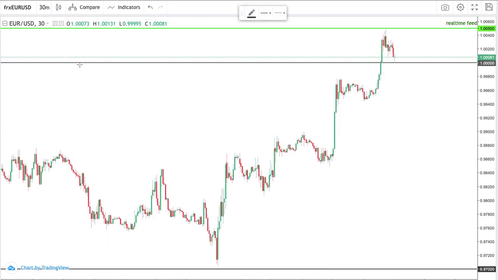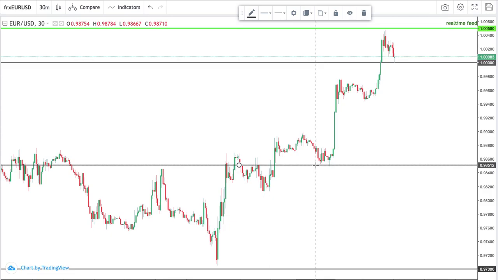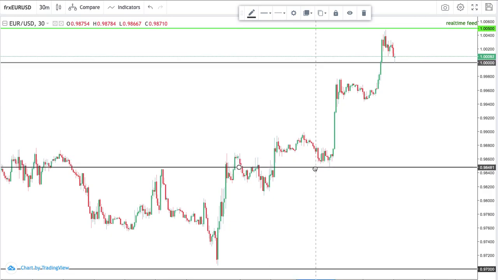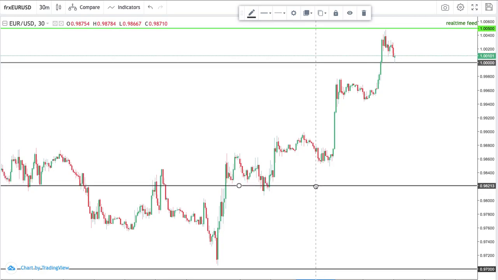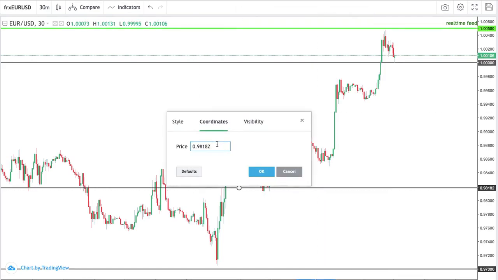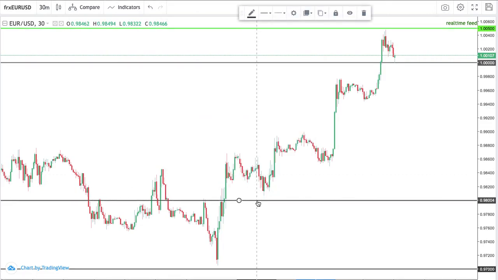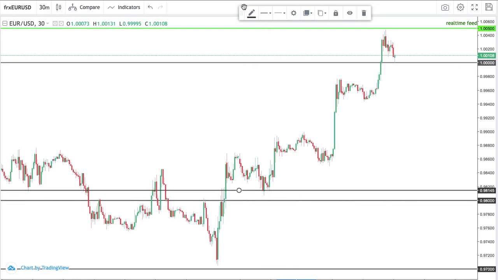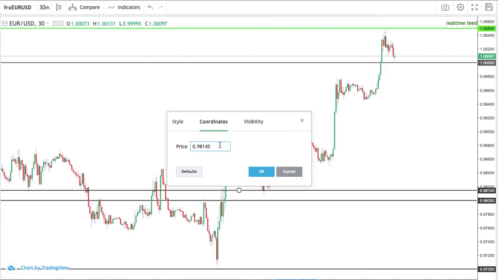So the psychological numbers here, there should be a major psychological number here, which should be 9.8 thousand. The next one should be 9.9 thousand, 99,000.